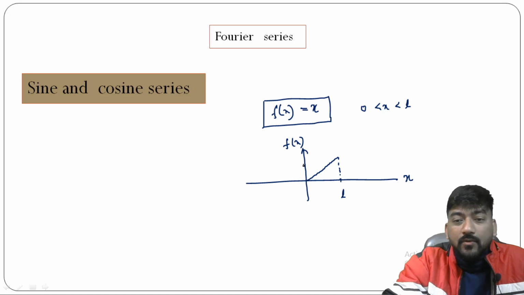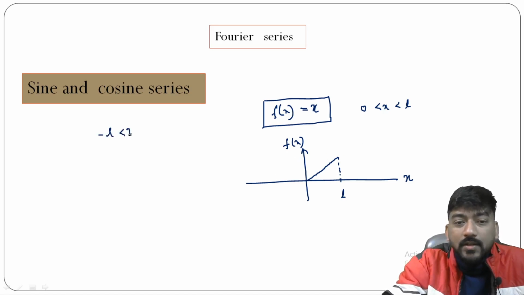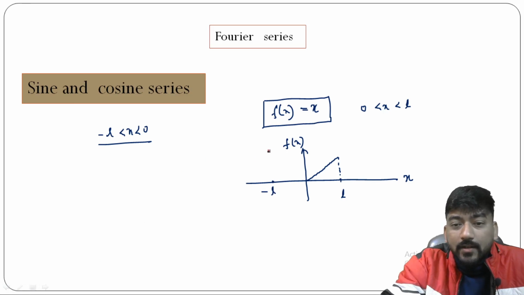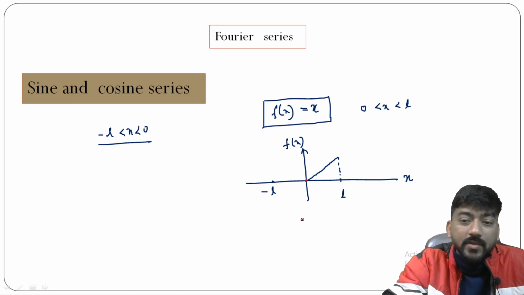Okay. Now, if you want to sketch this function for minus L < x < 0, suppose this is minus L, then what do you have to do? If you want to get this function as an odd function, then you have to draw this graph such that it will be symmetric about the origin. But if you want to get this f of x as an even function, then you have to draw this function in such a way that it is symmetric about the y-axis.